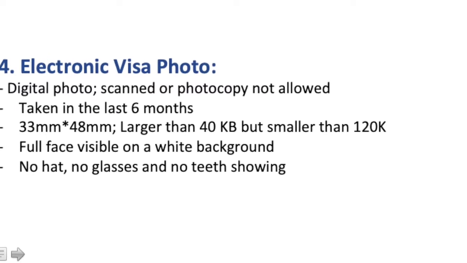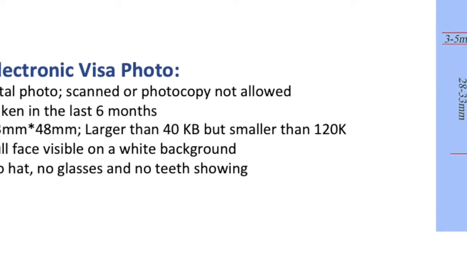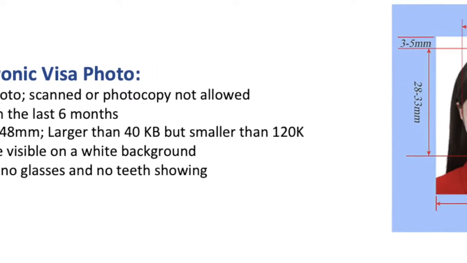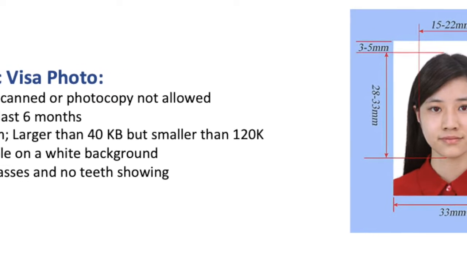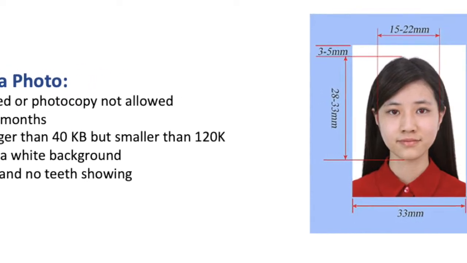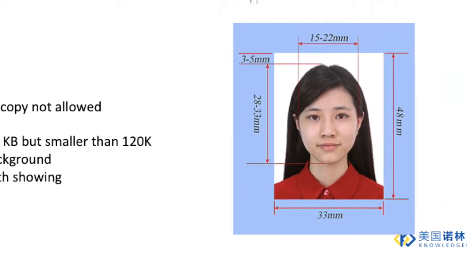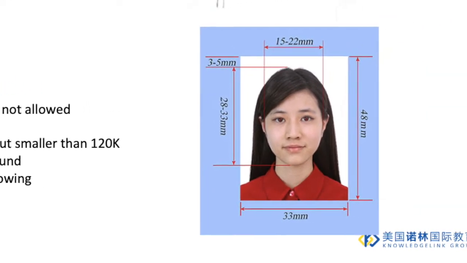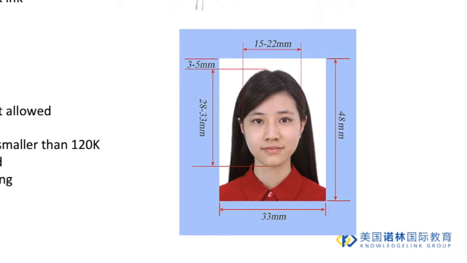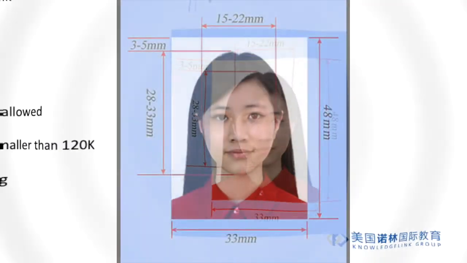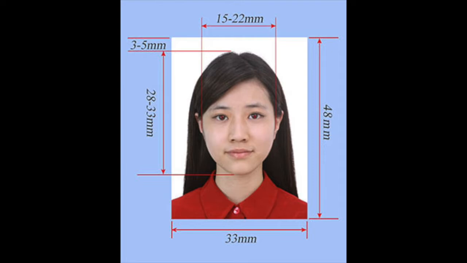Electronic visa photo. We will need an electronic visa photo to be uploaded to the online work permit application system. It sounds pretty easy to get a photo done, but actually it's a tricky one. From our previous experience, we met a lot of problems with the visa photo. So first, it must be a digital or electronic copy.